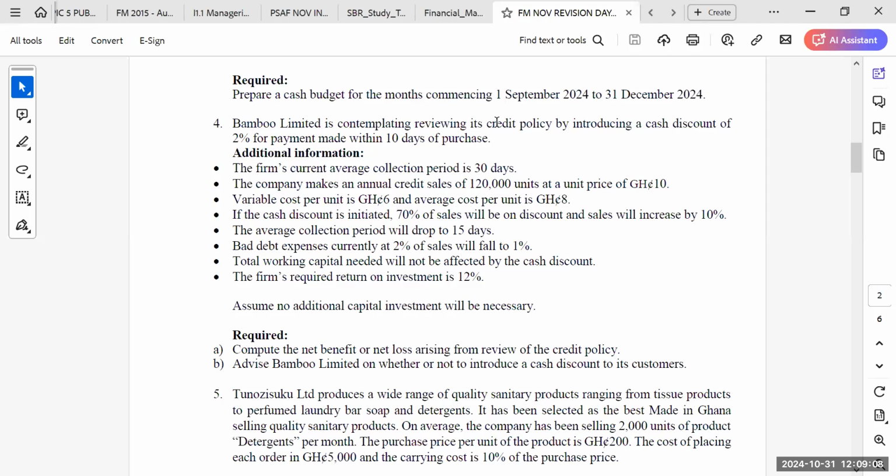But this one, they have given you information that you can use to determine profits. So we are going to be doing profit under the current policy and profit under the proposed policy. Then we look for the appropriate one. So we compare the two and get the net loss or the net benefit.